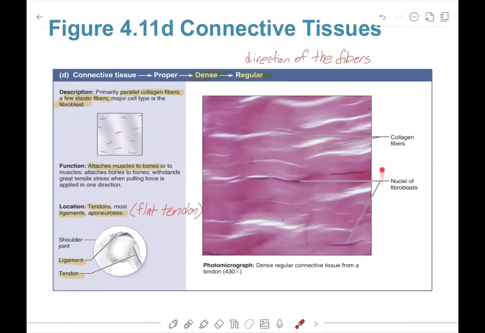So in this exact micrograph, we see dense, regular connective tissue. It has these collagen fibers predominantly, and then the cells are the fibroblasts. And again, when you see blast, you need to remember that those are immature cells. So whether it's a chondroblast or an osteoblast or a fibroblast, as in this case, they are immature cells.